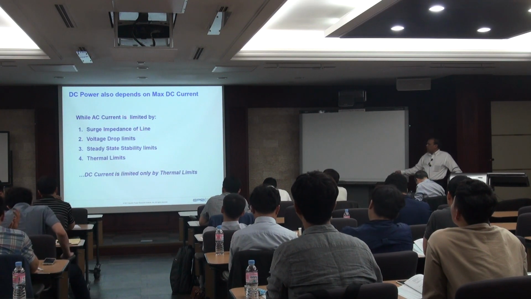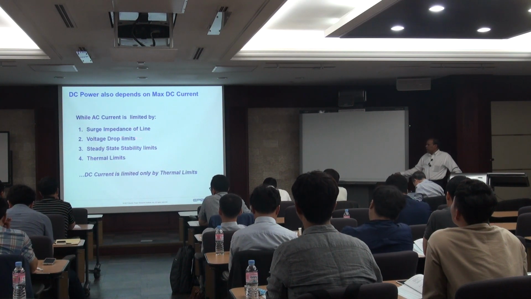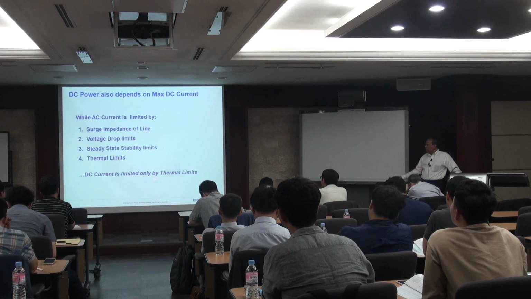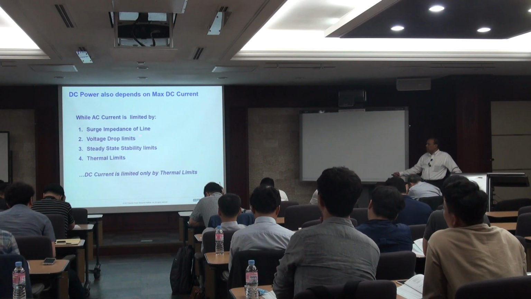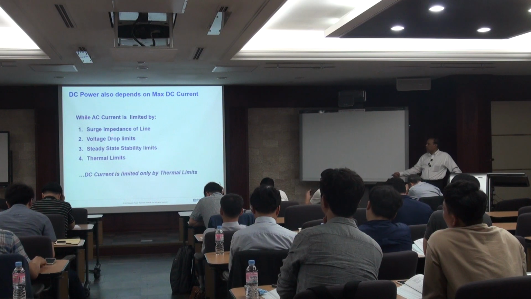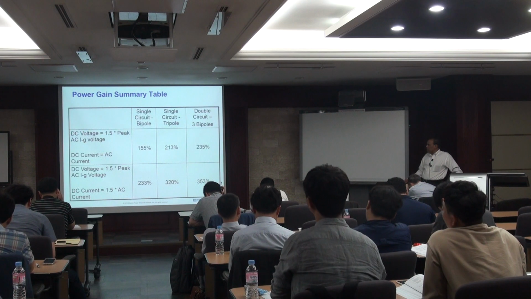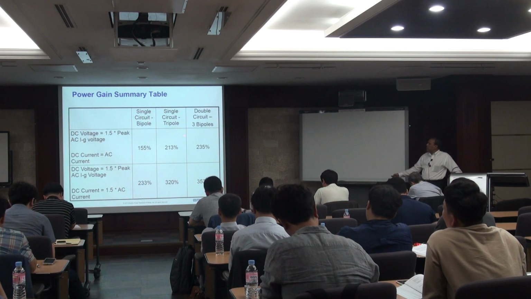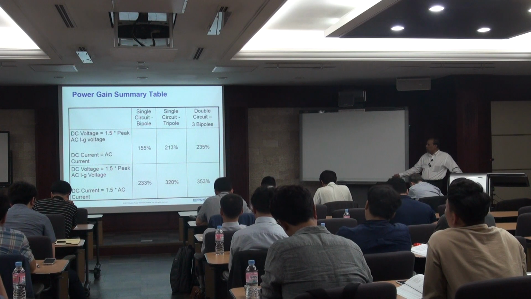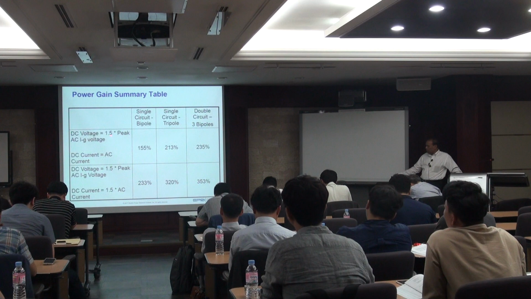So this slide shows that while AC current is limited by several factors like surge impedance of the line, voltage drops, steady state stability limits, and thermal limits, DC current is limited only by thermal limits. Because in the DC case, we don't talk about surge impedance and reactance, voltage drop and all that, or even stability limits. These are not existent with DC. So for the different configurations I talked about earlier, single circuit bipole, how much power you can get by just increasing DC voltage by 50% of the peak AC line to ground voltage.